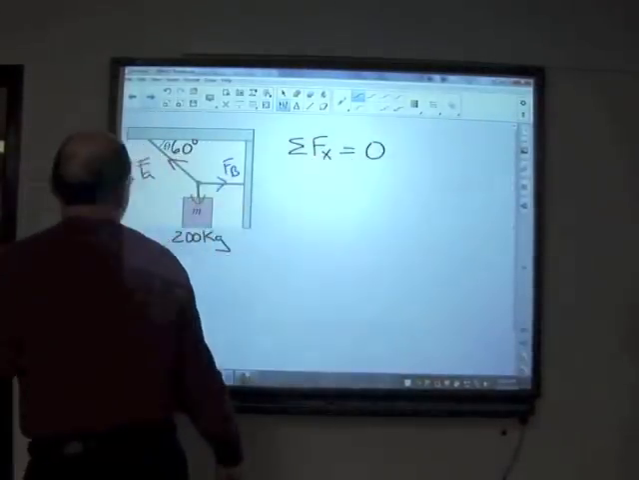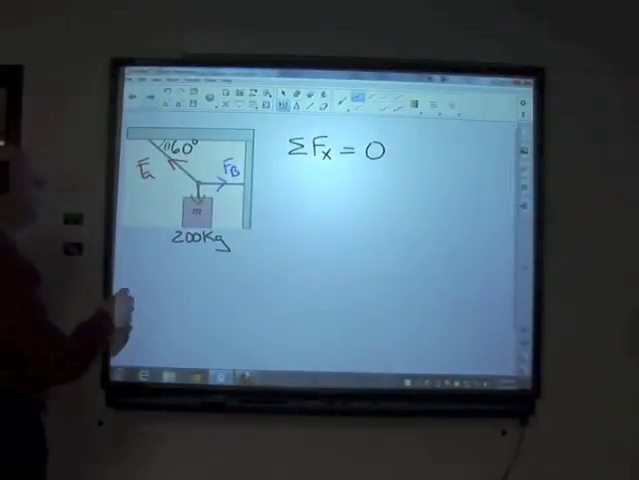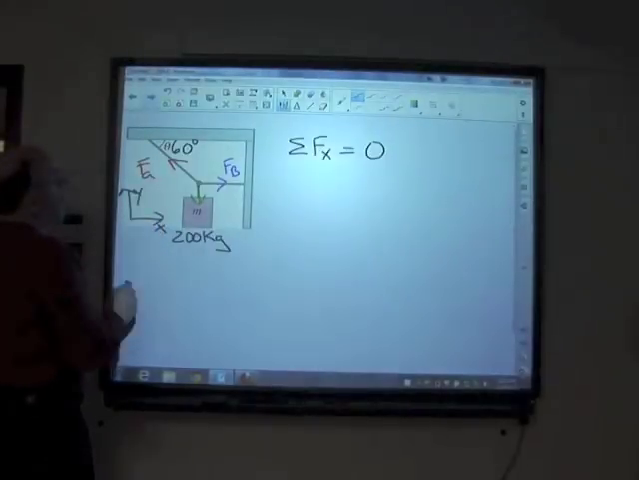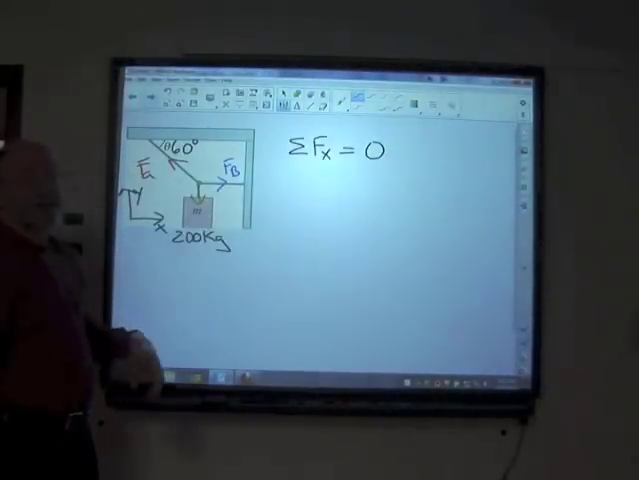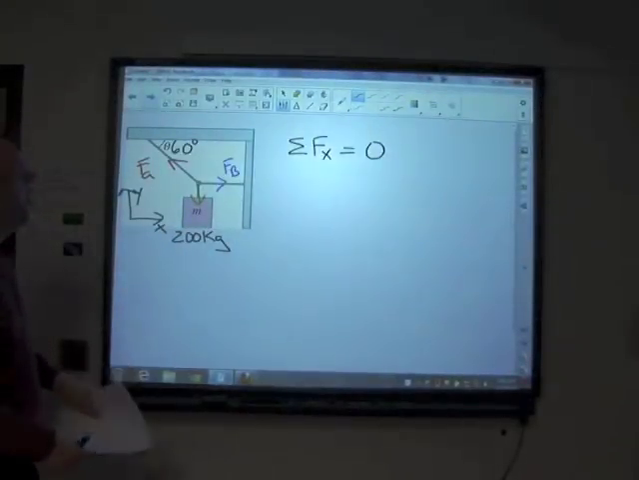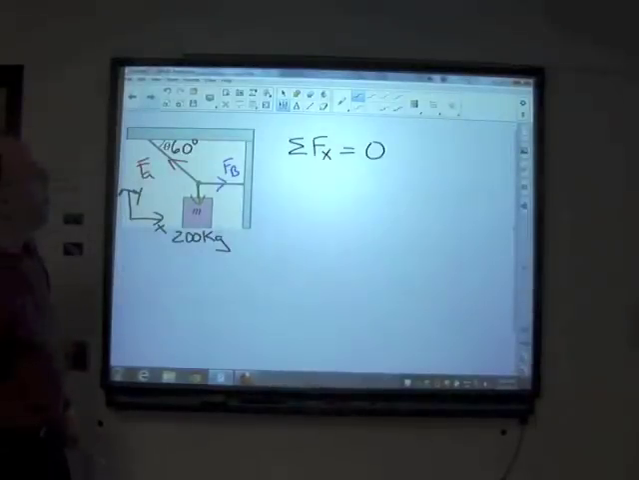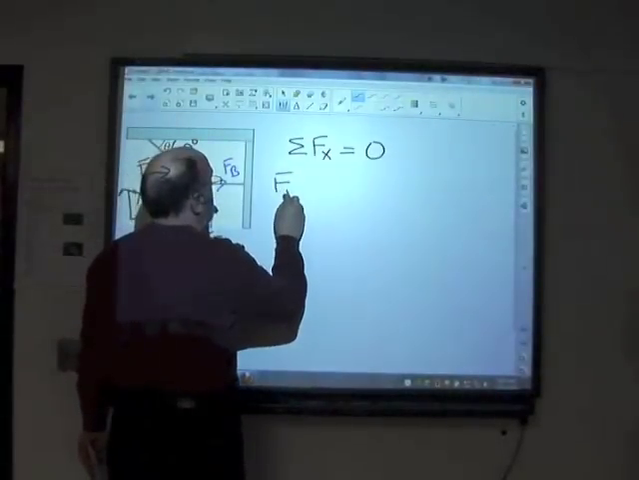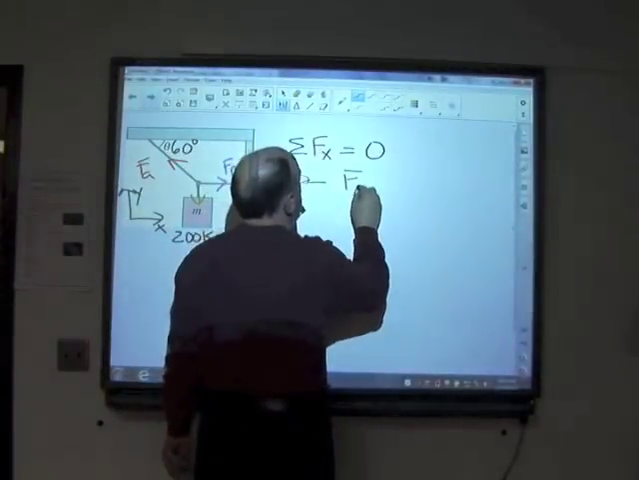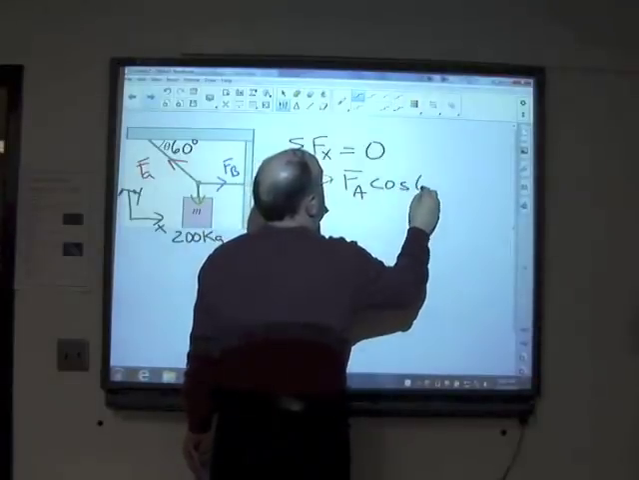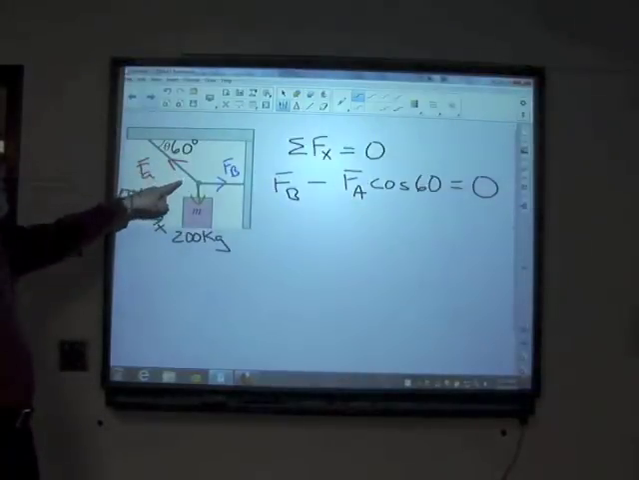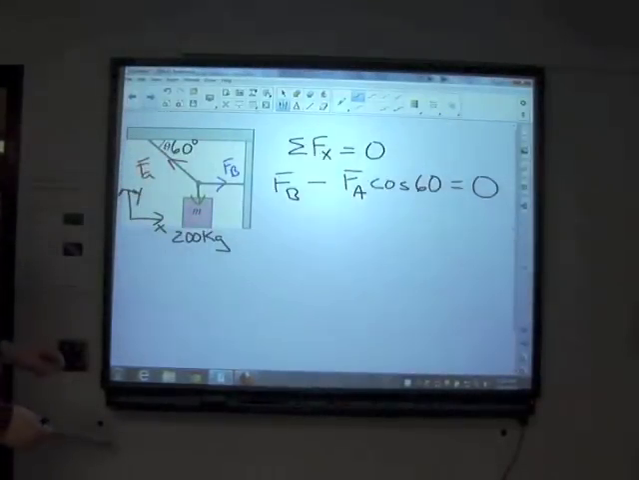And for this particular problem, we will set up our axis in this fashion. So that would mean that going this way is the positive direction on the x, and going this way is the negative direction on the x. So my forces in the x direction will be given by F sub B minus F sub A cosine of 60. And so that would be the x component of this applied force.